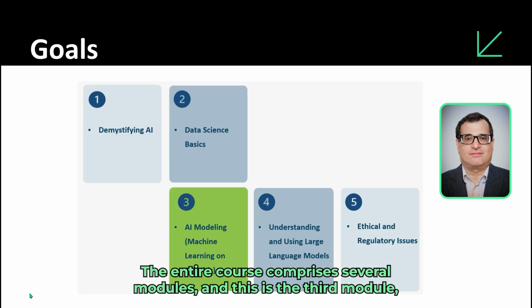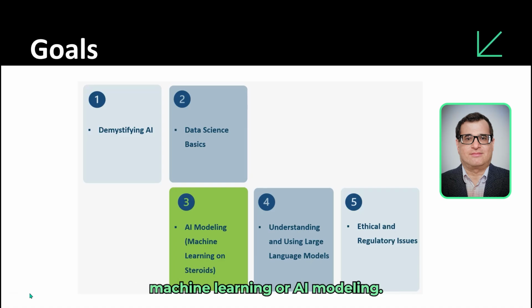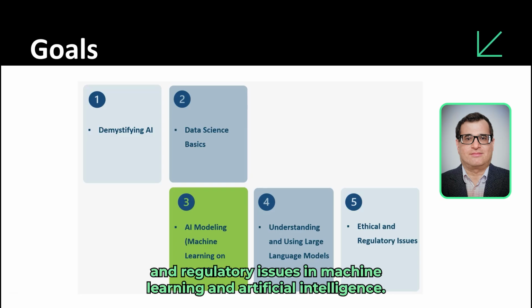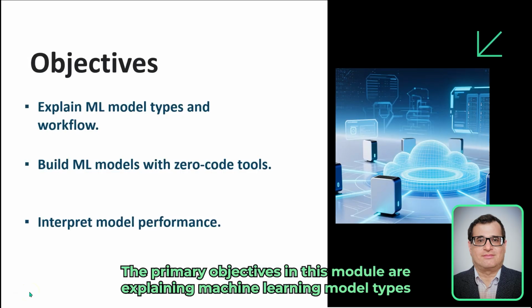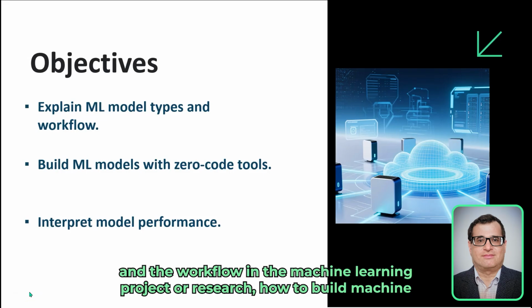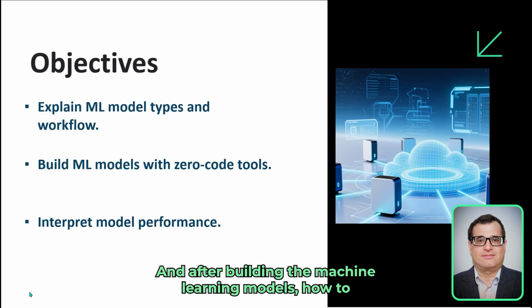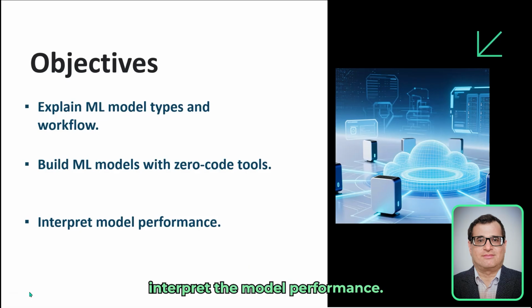The entire course comprises several modules, and this is the third module, machine learning or AI modeling. In other modules, you will learn about large language models and ethical and regulatory issues in machine learning and artificial intelligence. The primary objectives in this module are explaining machine learning model types and the workflow in a machine learning project or research, how to build machine learning models with zero-code tools, and after building the machine learning models, how to interpret the model performance.